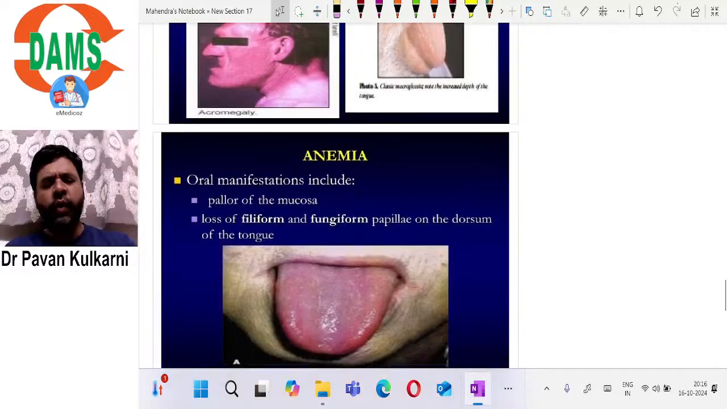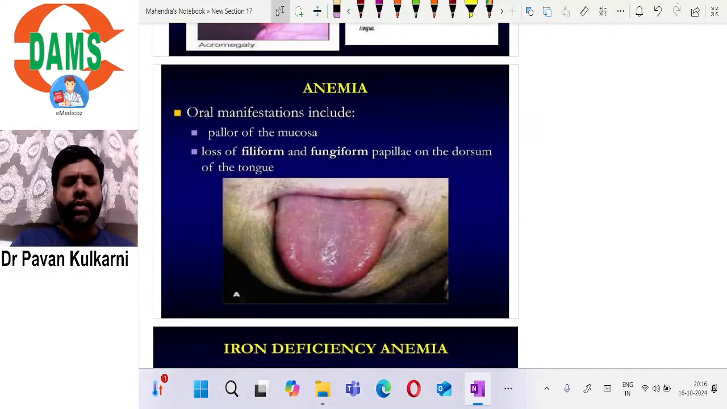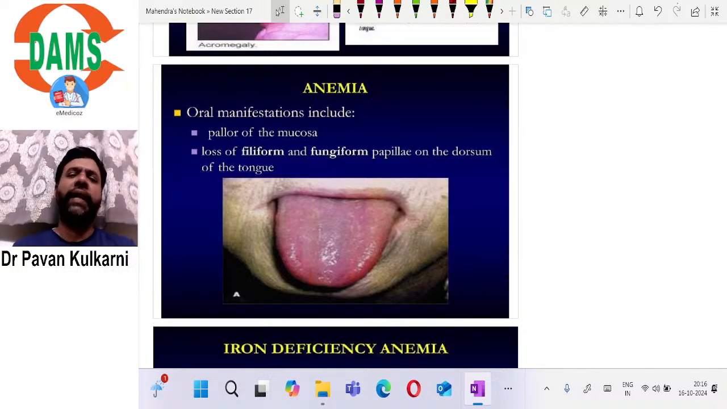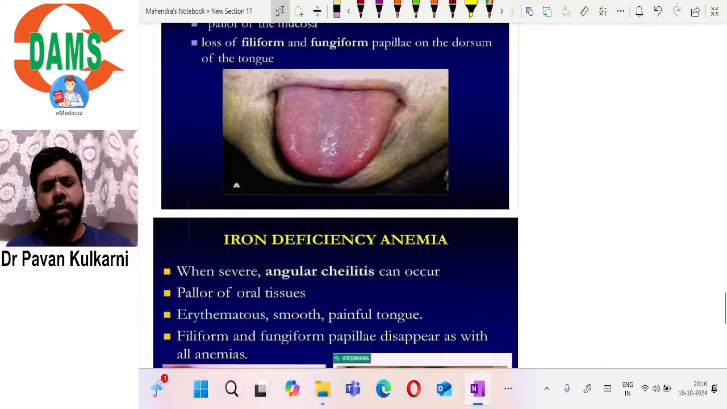Okay, moving on to anemia. In anemia, all of us know there will be glossitis, particularly in any anemia, and this glossitis is mainly because of the loss of the papillae. Mainly the filiform papillae and to some extent the fungiform papillae. Remember, the most important papillae that is lost in anemia is the filiform papillae.